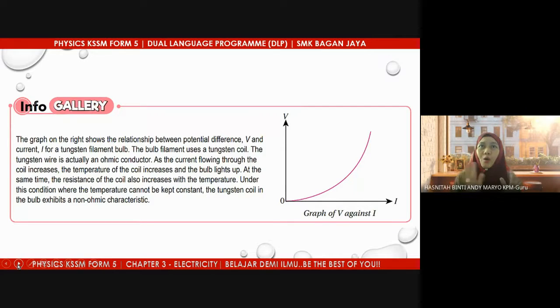But for an ohmic conductor, when we are using it, we try very well to keep the temperature consistent. So that's why the resistance is kept consistent all the way. How does temperature affect resistance? That is in the third learning standard. What factors affect resistance? We will discuss more detail on that when we discuss our third learning standard. So we have a few factors that affect resistance in the conductor.